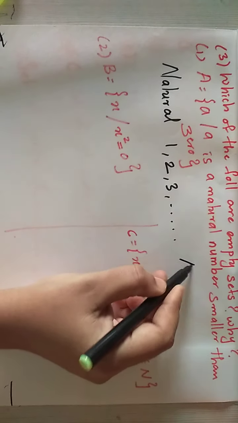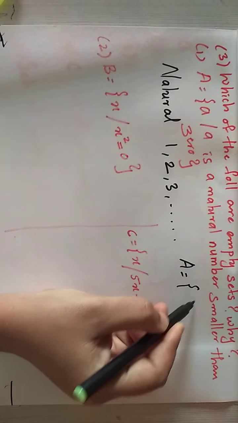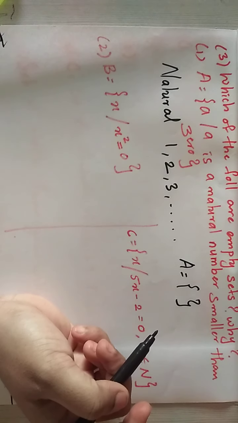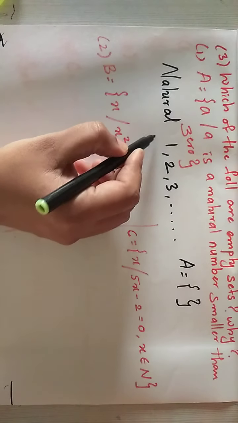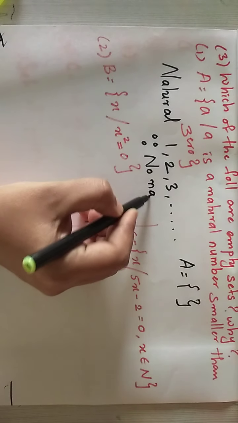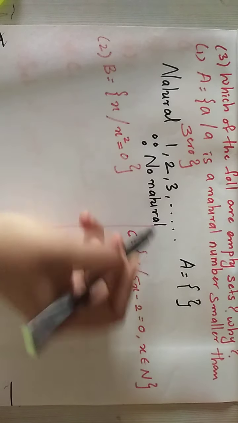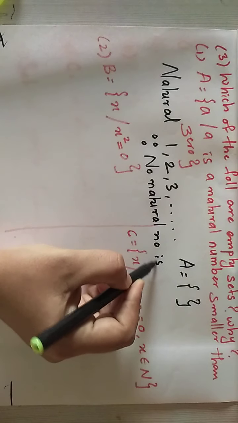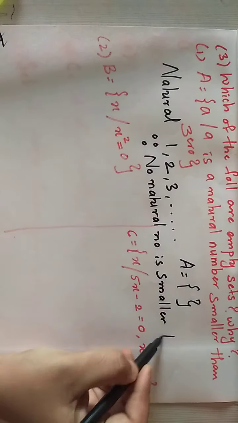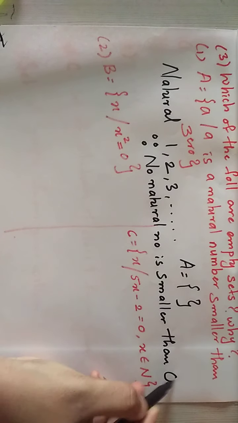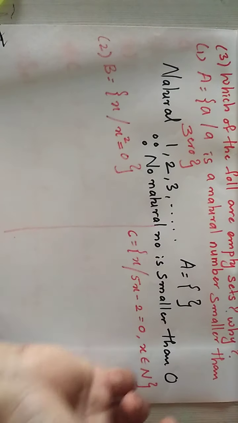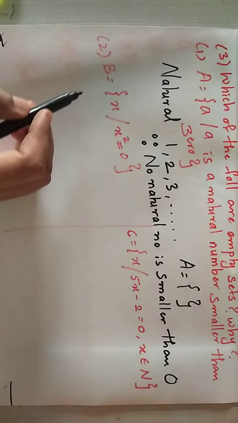So set A is an empty set. Since we cannot find a natural number smaller than 0, you can write a reason over here. Since no natural number is smaller than 0, we have A as the empty set. Let's go for the second question.